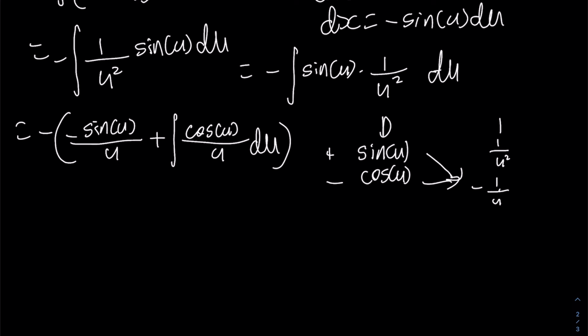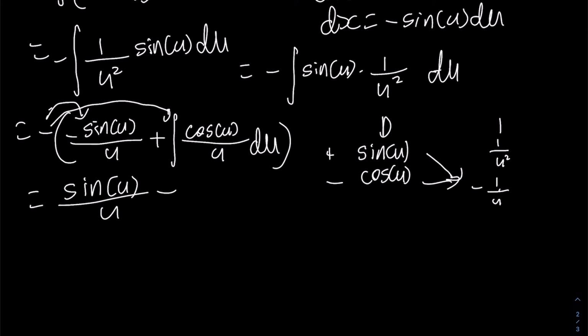Now let's actually distribute the negative to each term here. We see that we have the sine of u, because this negative and this negative cancel out. We have the sine of u over u minus, because this negative gets distributed, the integral of cosine u over u, which is the Ci of u.